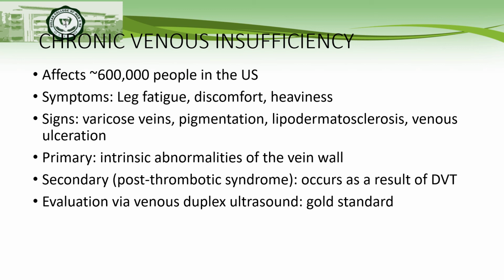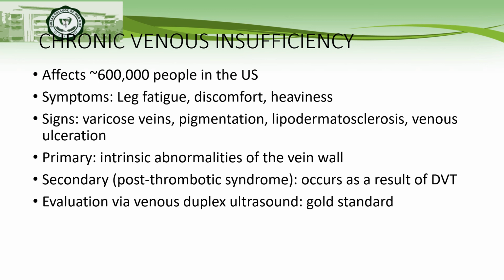Chronic venous insufficiency can be primary or secondary. Primary CVI results from intrinsic abnormalities of the vein wall, whereas secondary CVI, the so-called post-thrombotic syndrome, occurs as a result of DVT or deep vein thrombosis. The signs and symptoms of CVI can therefore be attributed to venous reflux, venous obstruction, calf muscle pump dysfunction, or a combination of these factors, as well as loss of venous wall elasticity.